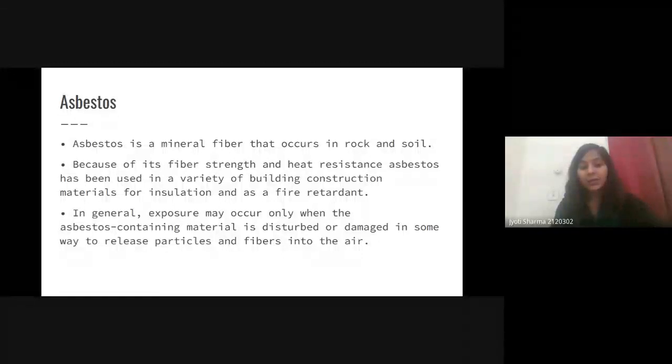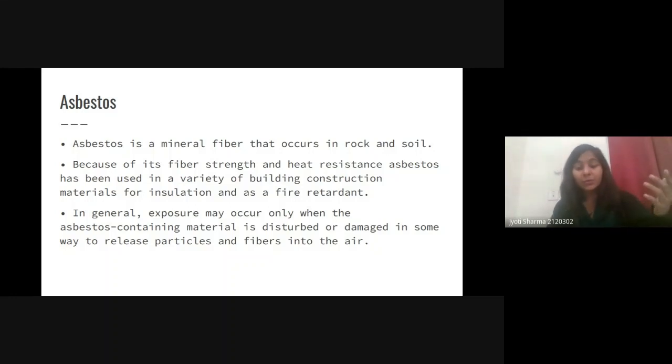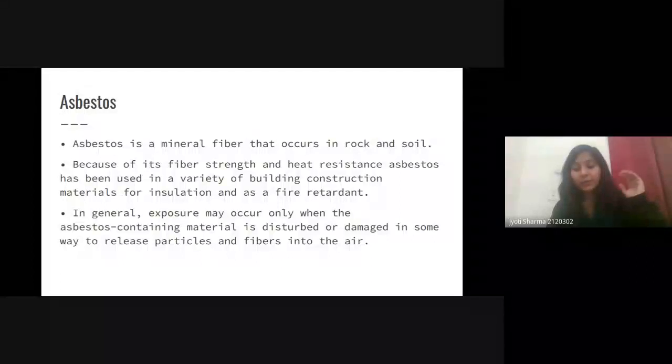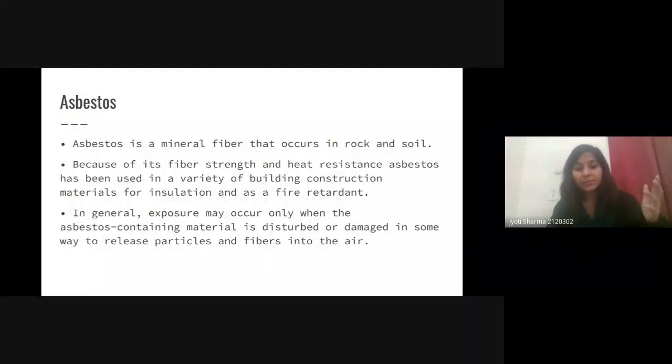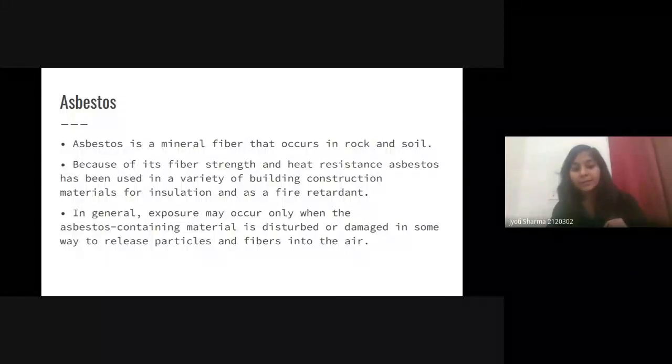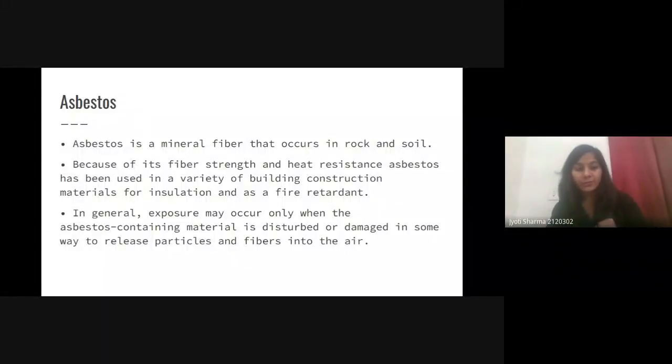And this is again very carcinogenic in nature, and it can affect even the brain or the central nervous system. Exposure may occur only when the asbestos-containing material is disturbed or damaged in some way to release particles and fibers into the atmosphere.